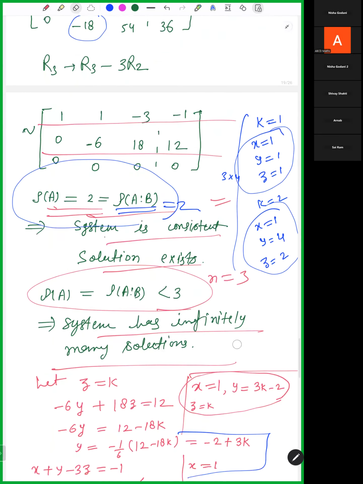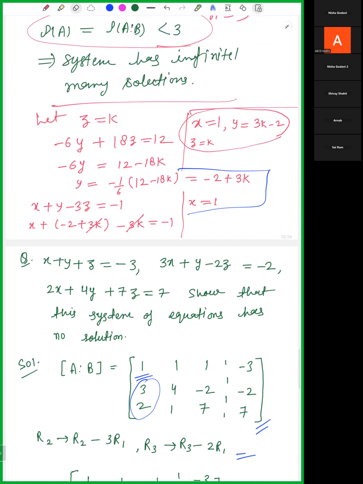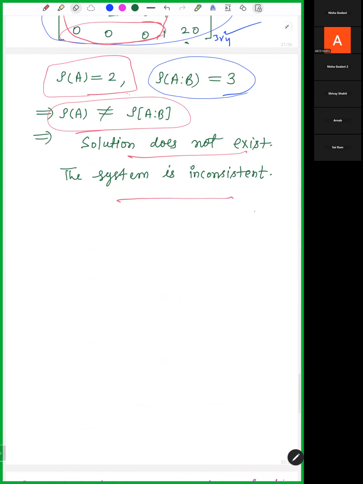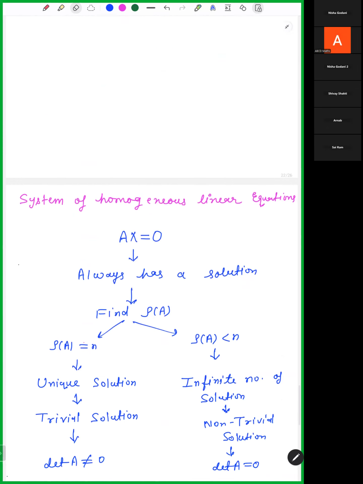So if you have equality of these ranks, then there is a possibility of a solution, either infinite or unique. If these ranks are not equal, then a solution does not exist. Okay, so only 3 possibilities are there for the solution. I have discussed one question for each case. So we have discussed so far in Gaussian elimination the system of equations which was non-homogeneous.